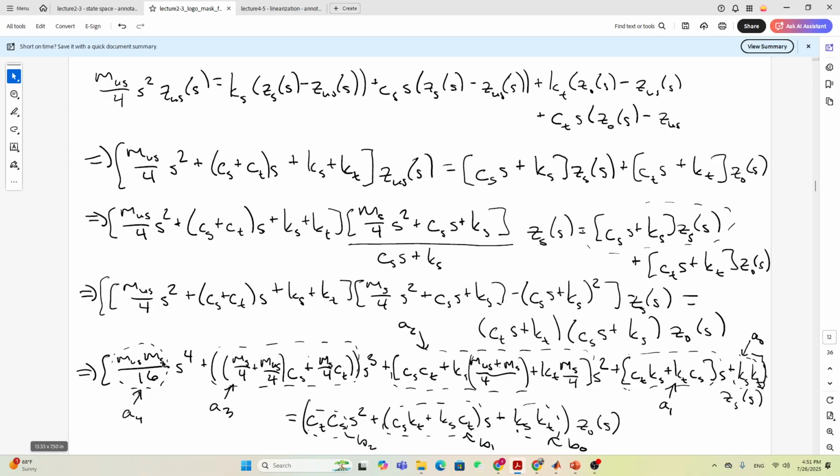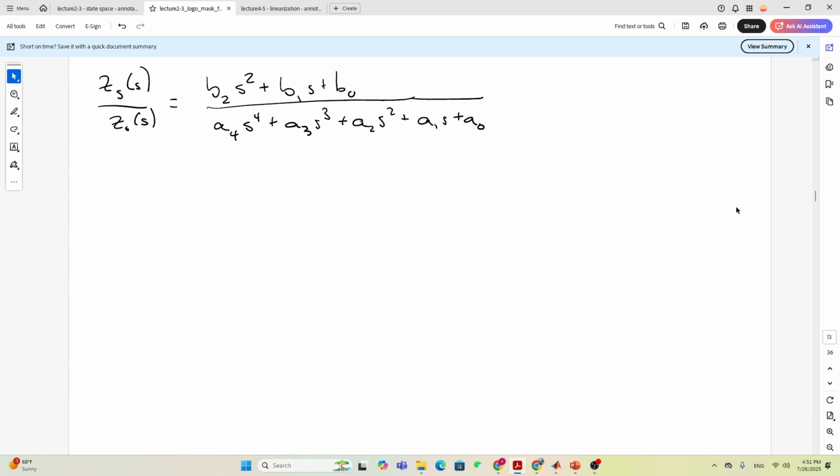those are already known parameters. So then we combine all those known parameters, define them as a new variable. After that, as you can see, we reach the final equation, which is the final transfer function between output z_s of s and the input z_0 of s.